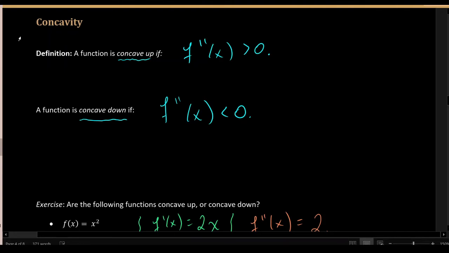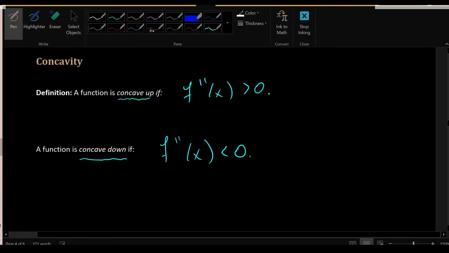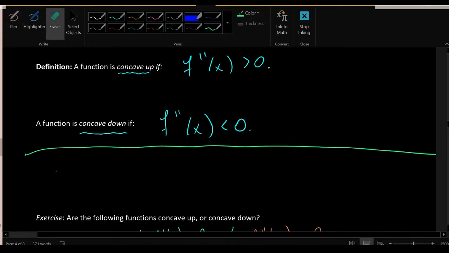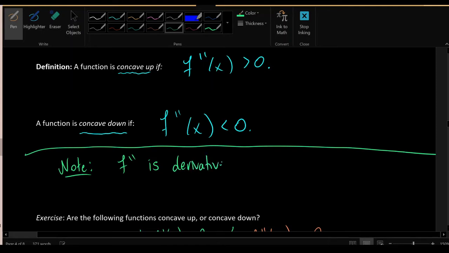To explain this, let's go back briefly to our original definition of concavity. Now notice that concave up was equivalent to saying that the second derivative was positive. Now the second derivative is the derivative of the first derivative. That's a bit of a tongue twister, so let's make a note. Note, f double prime is the derivative of f single prime.